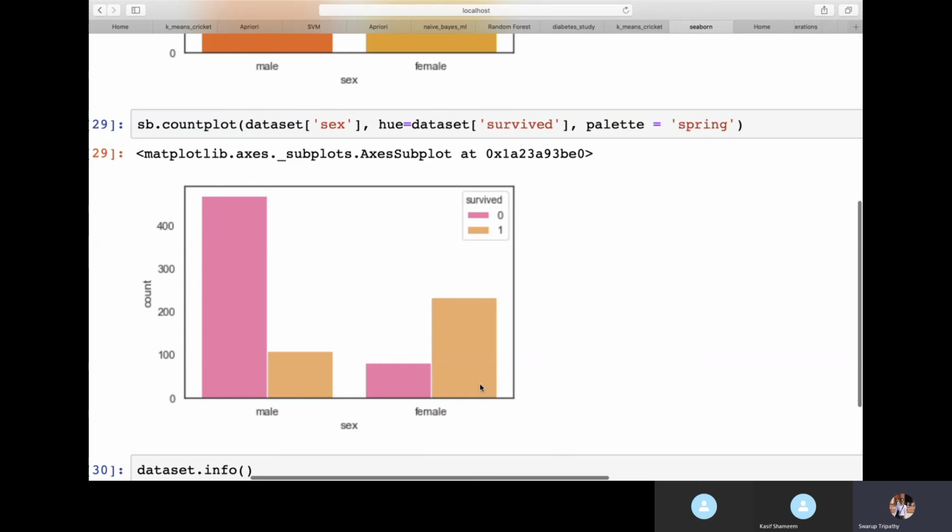This is like real-life scenarios: when there is any panic situation, first people will try to save kids and females. That's what it shows in our data also. It's true that most of the females survived as compared to males on the Titanic. Okay, so you can do this.